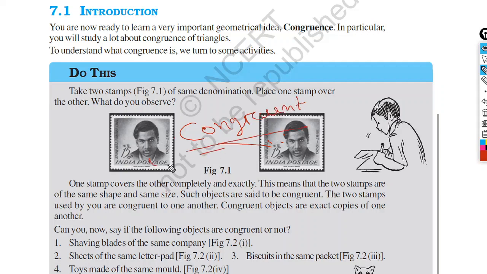These two figures or these two stamps are congruent. So what is congruent? Congruent you can say exactly equal. Then we'll move to some other examples.